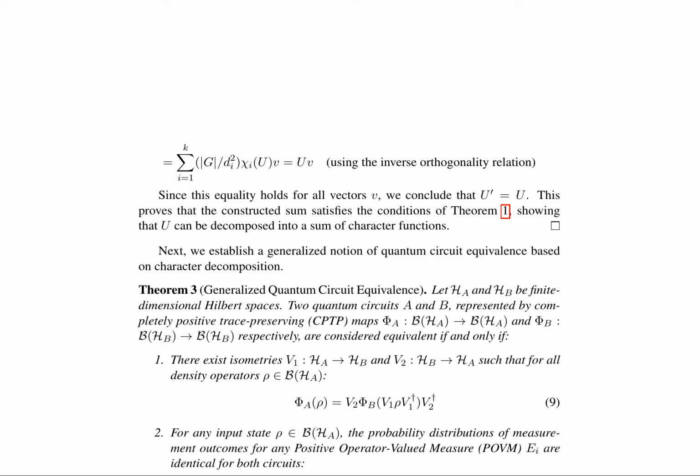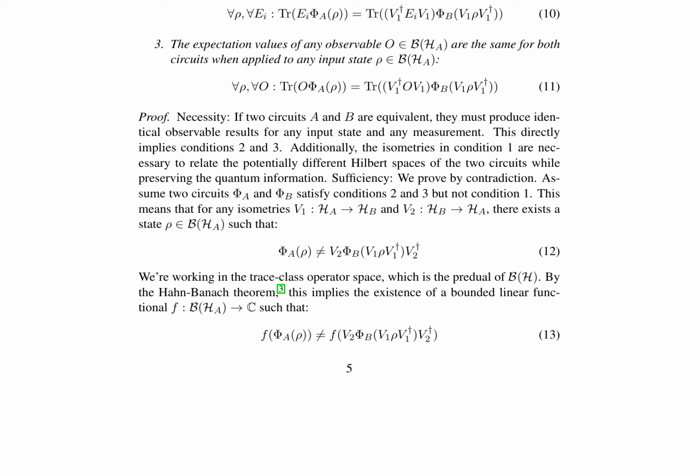Secondly, the probability distributions of measurement outcomes for any positive operator-valued measure are identical for both circuits, as expressed in equation 10, guaranteeing identical observable results for any input state in measurement. Thirdly, the expectation values of any observable O are the same for both circuits when applied to any input state ρ, as shown in equation 11, ensuring identical expectation values for any observable. The proof of Theorem 3 involves demonstrating the necessity and sufficiency of these conditions. The necessity is straightforward, as equivalent circuits must produce identical observable results.